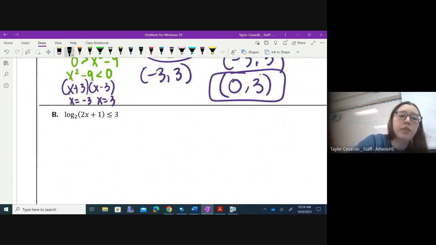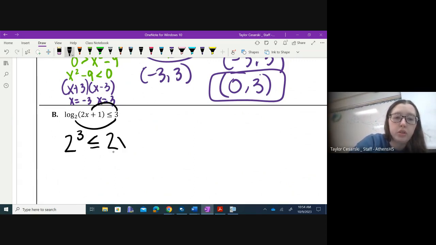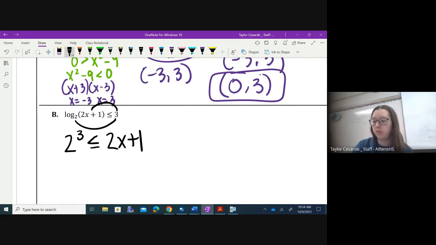Okay, so I'm going to rewrite this as 2. I'm going to put this in exponential form. 2 to the third is less than or equal to 2x plus 1. Okay, so what I have here is, I need to redo this because that's not right.